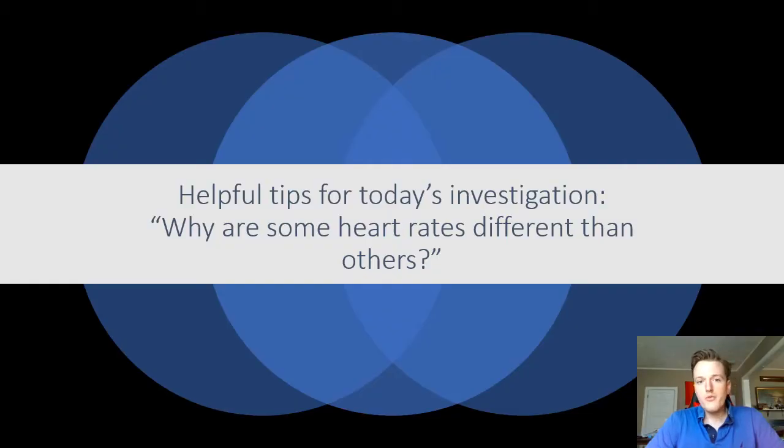So we're going to go over some helpful tips for looking at the heart rates. This is a very vague question. Please don't just copy and paste this and put this into your lab summary, because we are looking at heart rates being different than others, but we're looking at the cause and what's actually causing those heart rates to be different. And so we'll look into that this week.